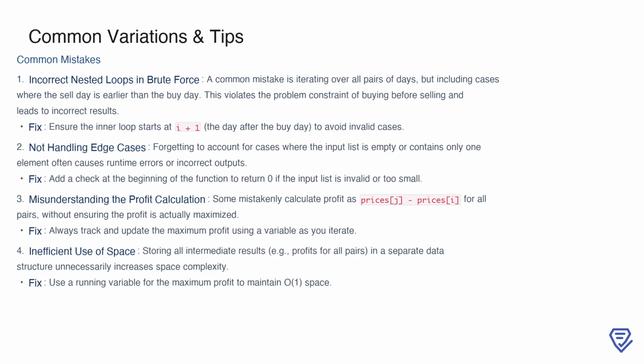Next, edge cases are another common source of errors. For example, if the input list is empty or has only one element, it's impossible to make a profit, and failing to handle these cases can lead to runtime errors. A simple check at the start of the function to return 0 for such cases can prevent this.